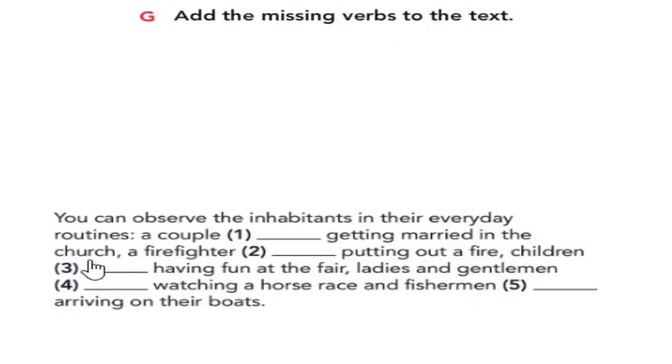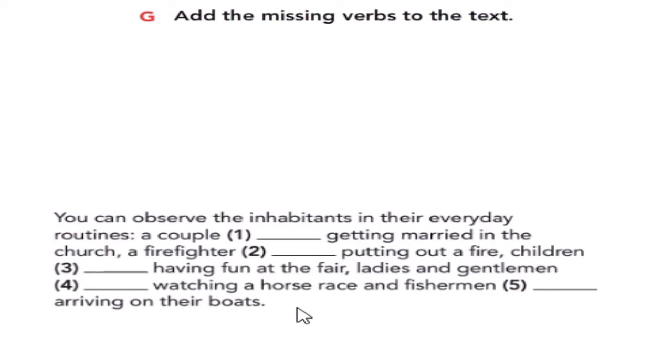Now open your student book page 37, exercise G. Add the missing verbs to the text. You will read this text and try to write the missing verbs. Remember the present continuous, how do we form it? We use a verb to be, which is am, is, are, plus verb ing. So read this text carefully and try to write the missing verbs. Stop the video and come back when you finish.